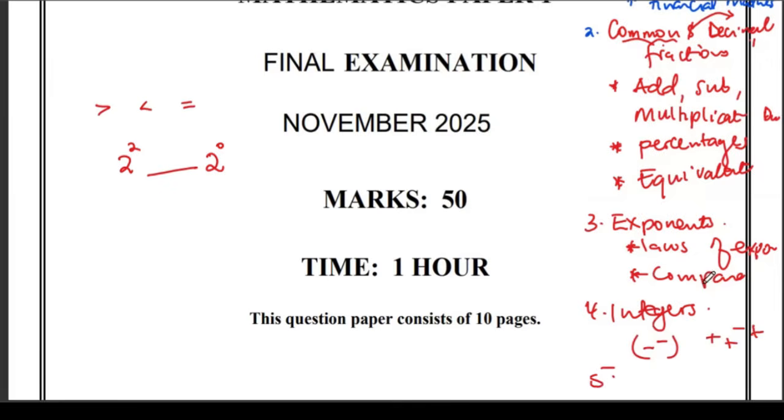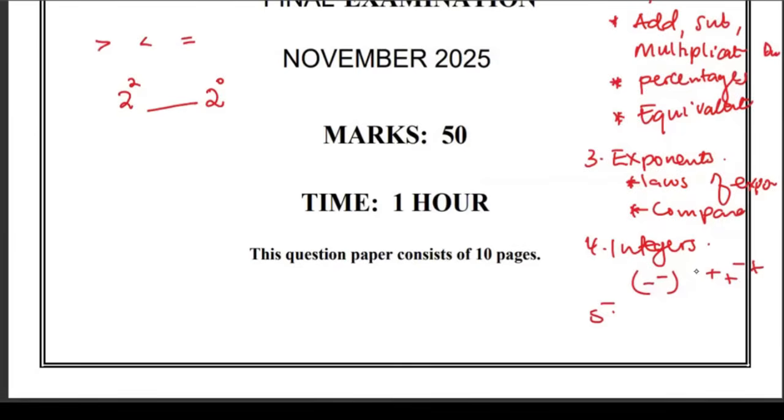Then topic number 5, we have what we call the numeric and the geometric patterns. Some people call it just number patterns. Know how to extend the patterns, how to get the rules, and if sometimes we use the geometric aspect, just know how to draw the shapes that follow in the pattern.